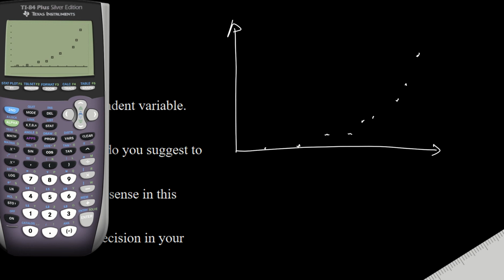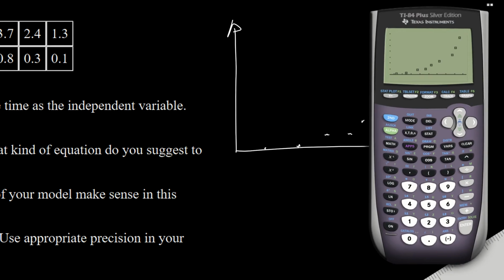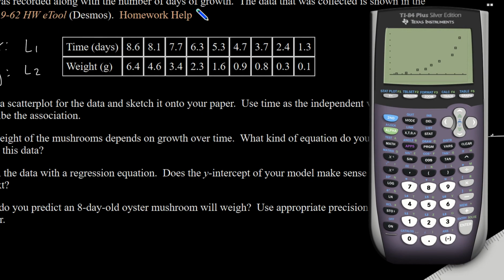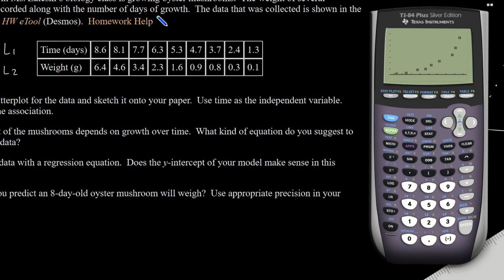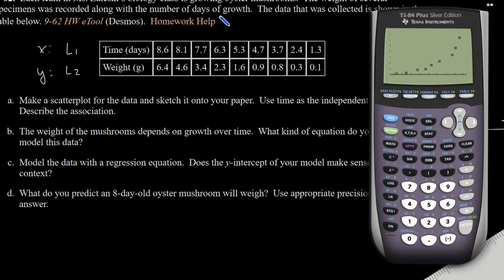That would be better. But I would say that when I'm writing this down, as time increases, the weight of the mushrooms increases. However, it doesn't appear to be doing so in a linear fashion. It appears that the weight is growing faster over time. So B says the weight of the mushroom depends on growth over time. What kind of equation do you suggest to model this data? Well, I would say an exponential equation.